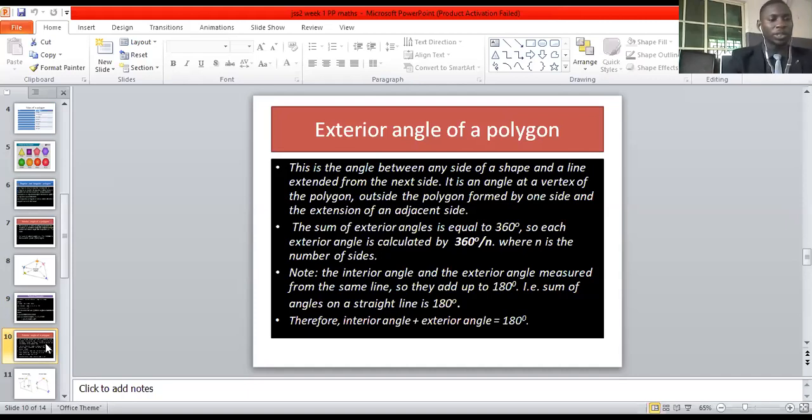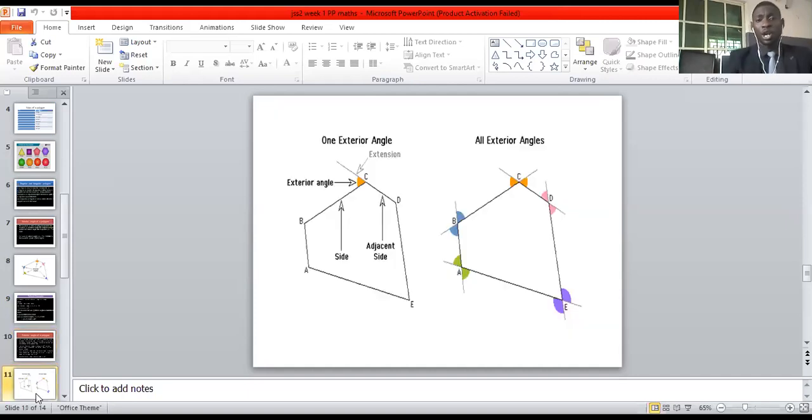Let me show you what we are talking about here. Look at these angles, where the colors are pasted. This is an interior angle here. But the line is extended here. Look at that, there's an extension line here. One exterior angle here. Look at the angle C here. That is the exterior angle. This point here, that is the exterior angle.